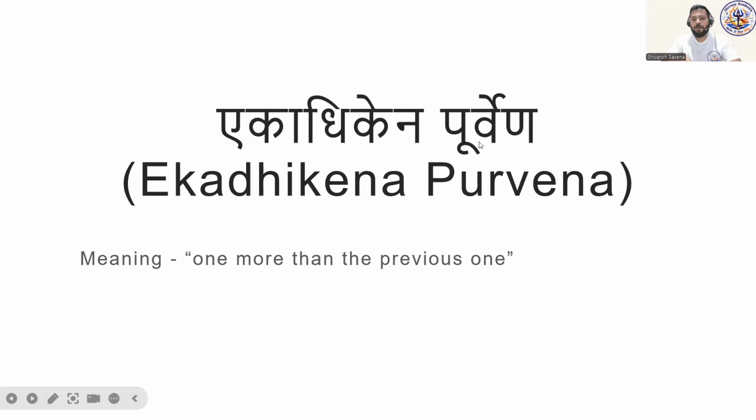So the very first sutra that we are going to look into is Ekadhikena Purvena, meaning one more than the previous one. Okay. So firstly, we are going to look at the steps. What are the detailed steps? And then we will start with the questions itself. So be ready with your pen and paper, and wherever you think the notes are important, you can make a note of them. And then let's practice some questions and learn this wonderful method.